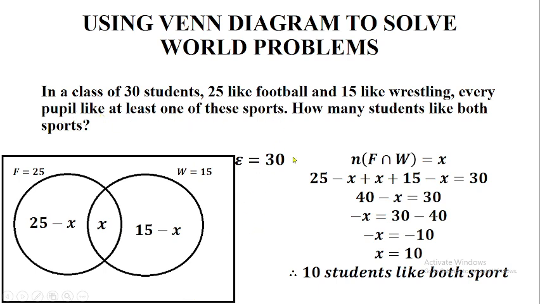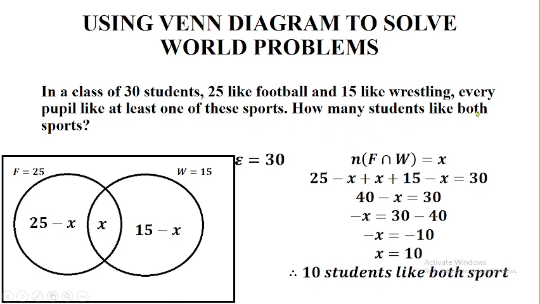Every pupil likes at least one of these sports. That means all these 30 students are doing one or two things. They are either playing football or doing wrestling. So nobody is idle. Nobody is left in the universal set that is not doing anything. I hope you understand that now. That's what this statement means.